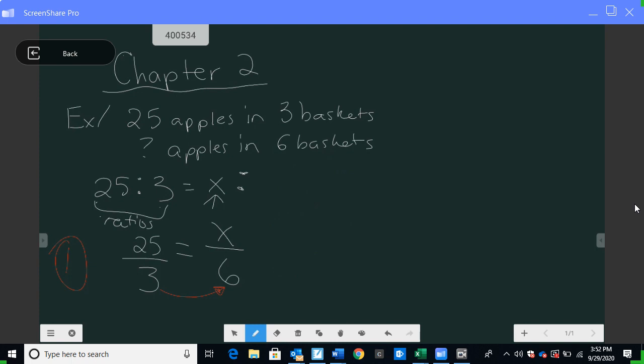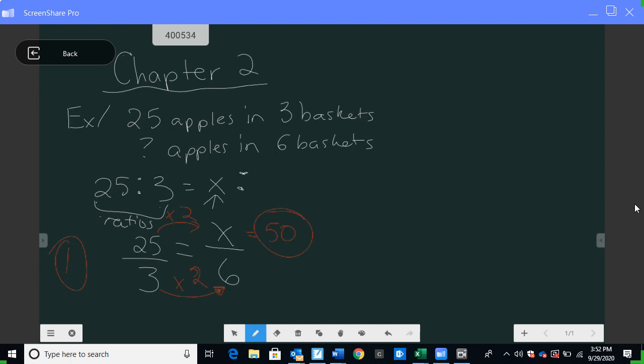We figured out, well, how do I get from 3 to 6? Times what, or divided by what? We only use multiplication or division. So we figured out, okay, 3 times 2, that's going to give me 6. And what I do on the bottom, I have to do on top. So 25 times 2, x is going to be equal to 50, right? And that would have been our answer.